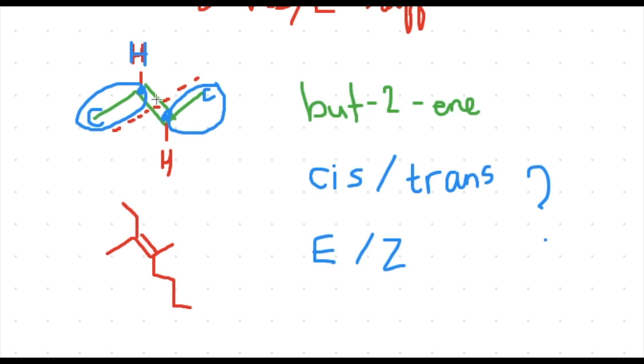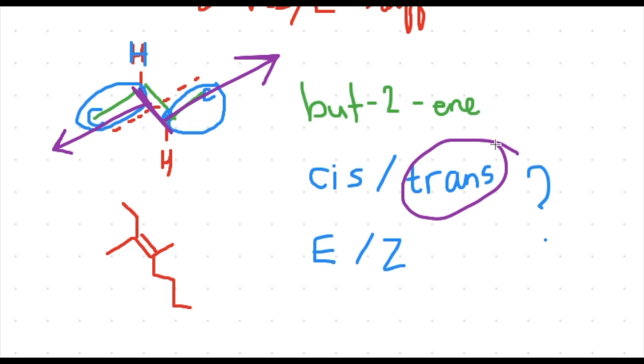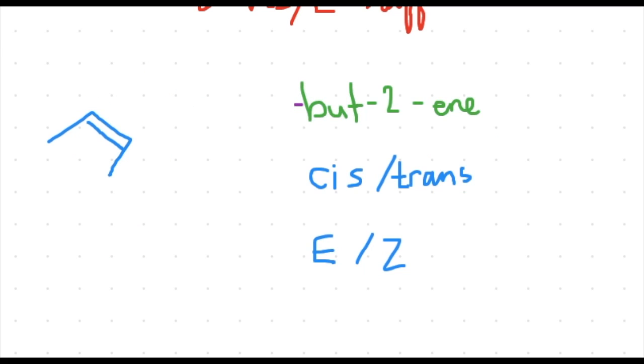Starting from the double bond, we will draw our arrows to see which direction our bonds are going in. So starting from this line here, this bond is going in this direction, this bond is going in this direction. Because they're going in opposite directions, we have a trans. So we would name this as trans-but-2-ene. Let's try looking at the same example, but now it's going to be cis, and I'll explain why.